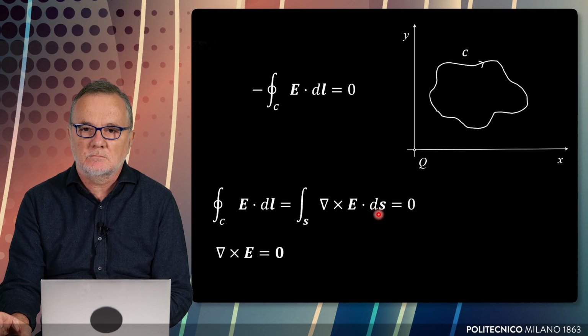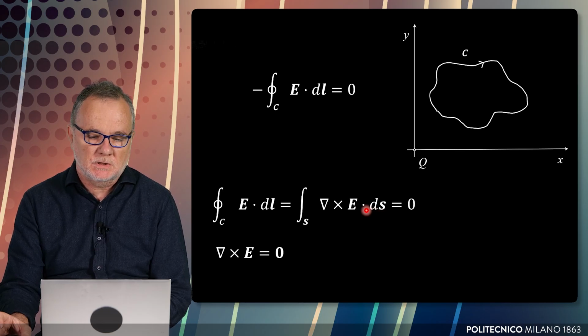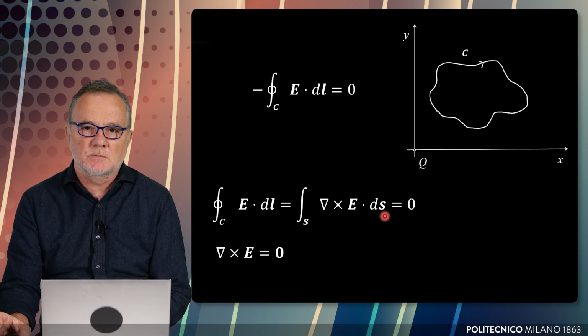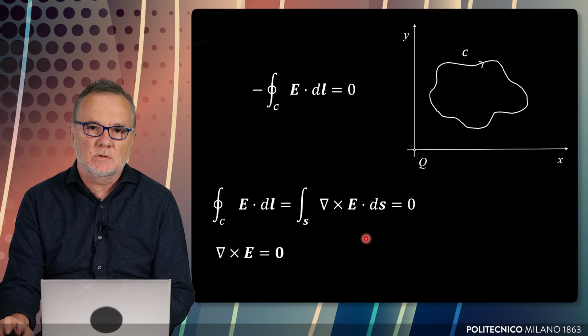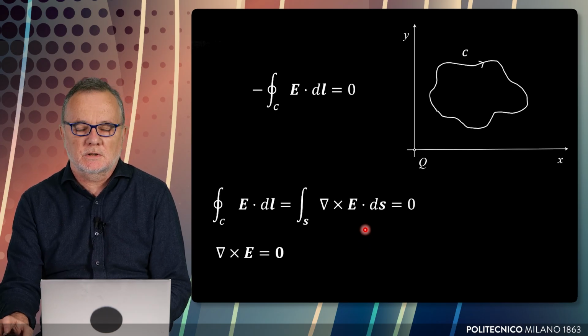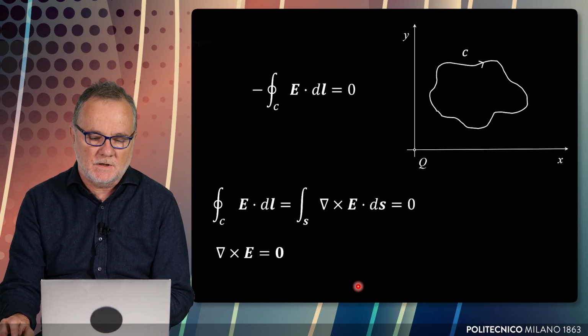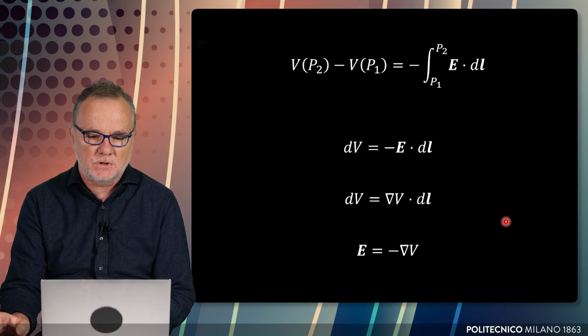This is 0, whatever is the line and whatever is the surface, and the only possibility is that the curl of the electrostatic field is 0. Since the curl is 0, there is a well-known property of the curl that a function whose curl is 0 can be described as a gradient of a scalar function, which is our electrostatic potential.